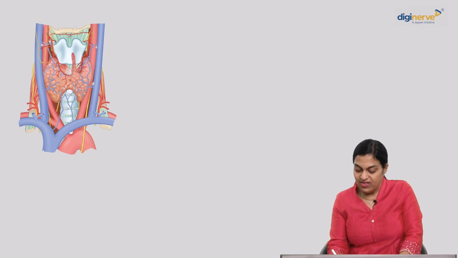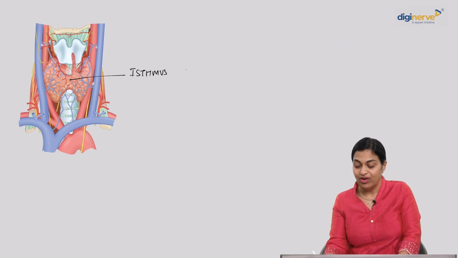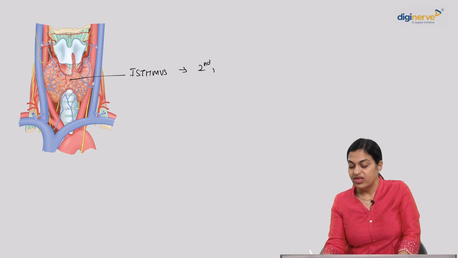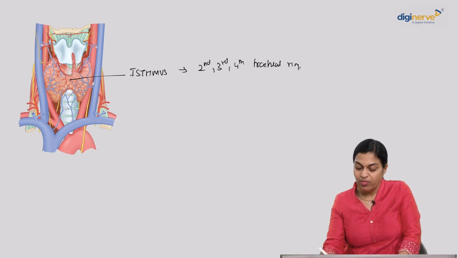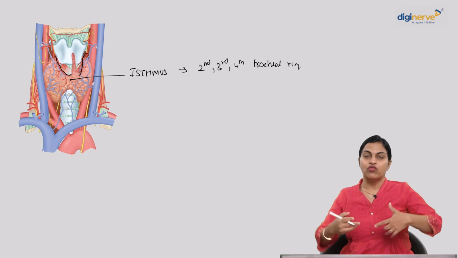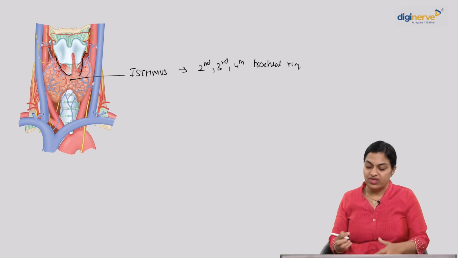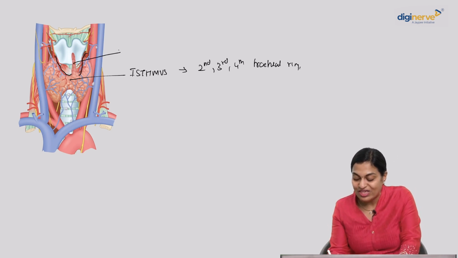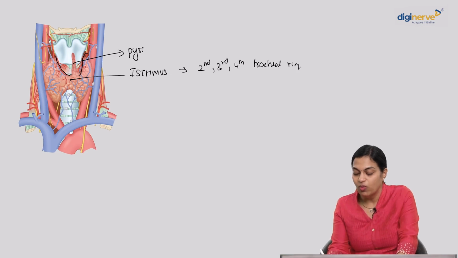The isthmus of the thyroid gland lies opposite the second, third, fourth tracheal rings. Along the upper border, you can see the anastomosis between the anterior descending branch of superior thyroid arteries of both the sides. Upward extension from the upper border of the isthmus is the pyramidal lobe.